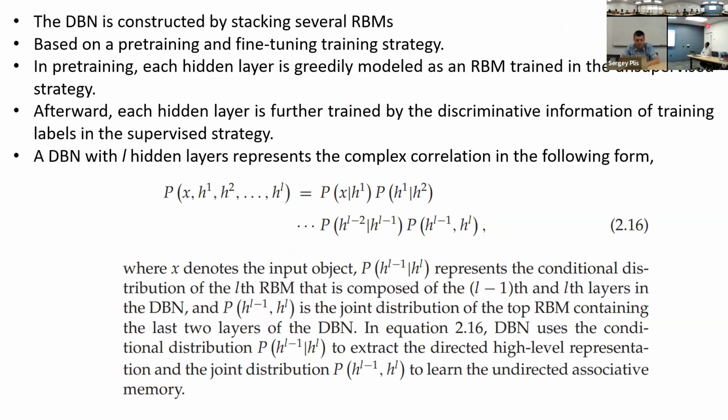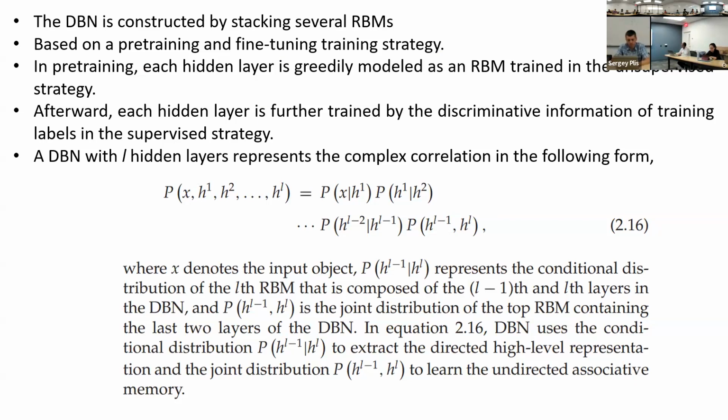We know that the deep belief network is constructed by stacking several RBMs, and it is based on a pre-training and fine-tuning strategy. In pre-training, each hidden layer is greedily modeled as an RBM trained in an unsupervised strategy. After that, each hidden layer is further trained with the discriminative information of the training results in a supervised strategy.